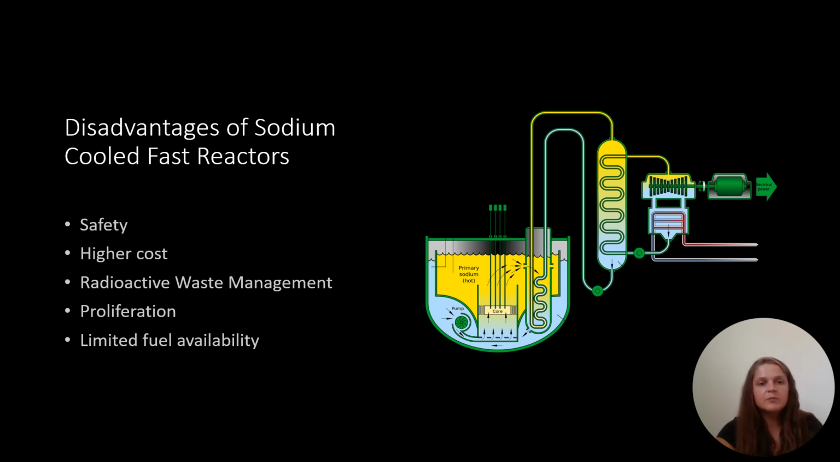So the fuel of sodium-cooled fast reactors includes uranium and plutonium, where both availability and costs are an issue of concern.